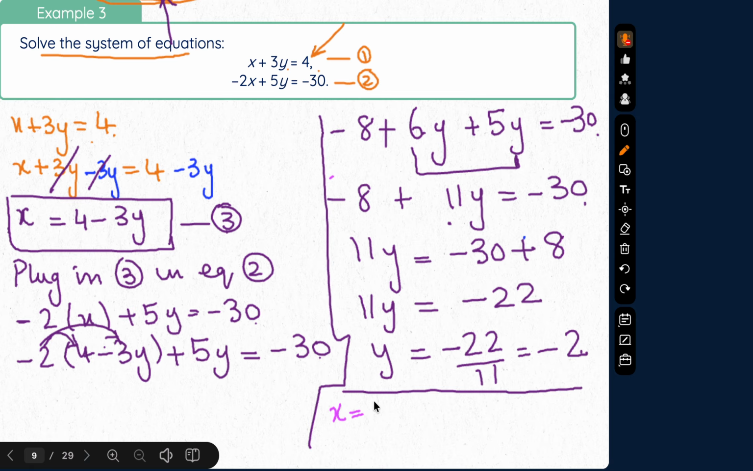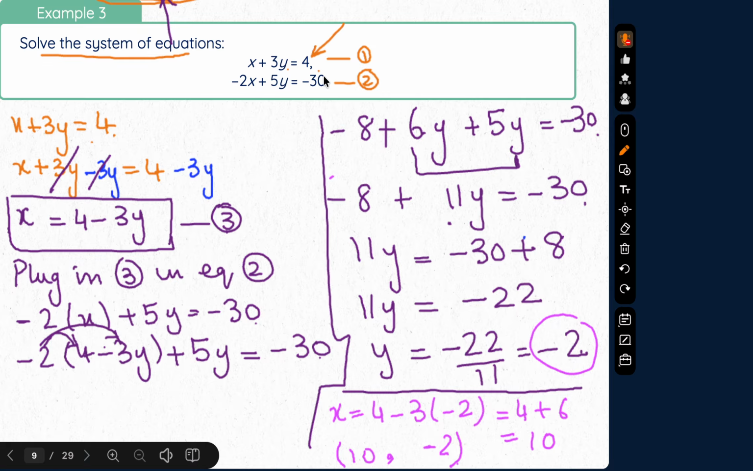So x is equal to 4 minus 3, and instead of y I can use negative 2. So I'll get 4, negative and negative makes positive, 6, is equal to 10. So the solution set that I'll get is 10, because I have to write the value of x first, and this is the value of y, which is negative 2, right?